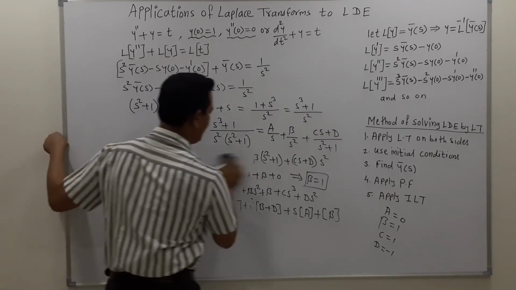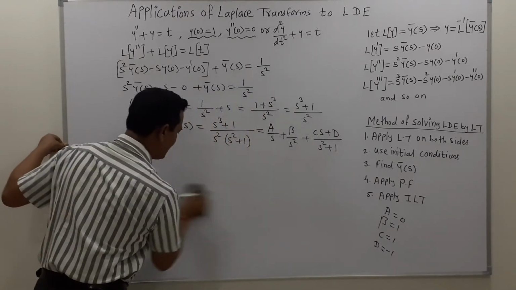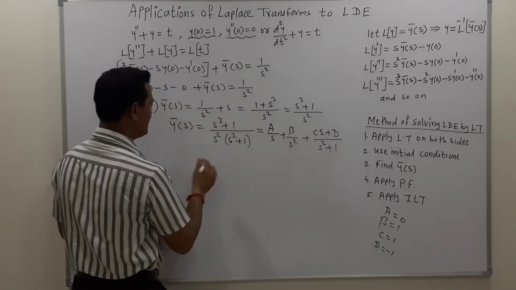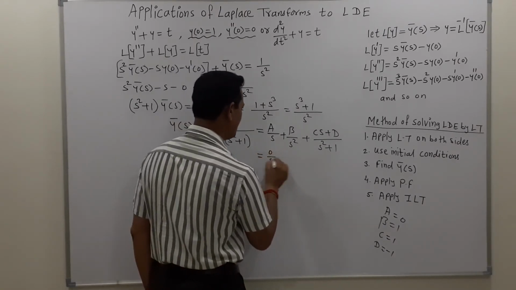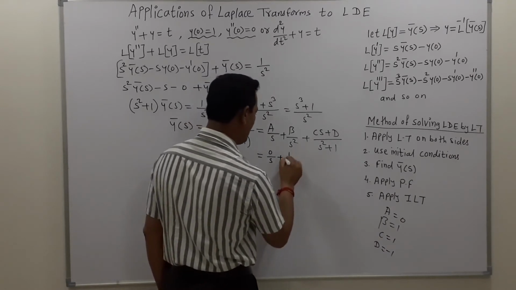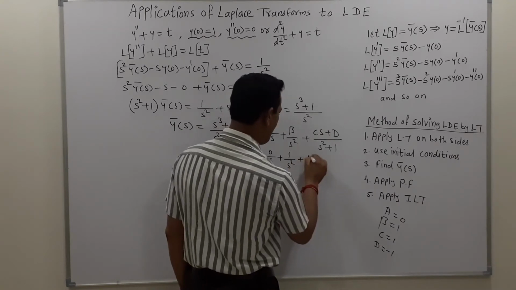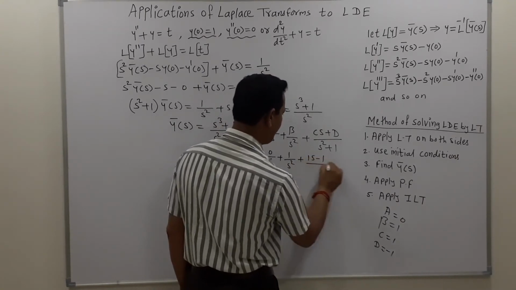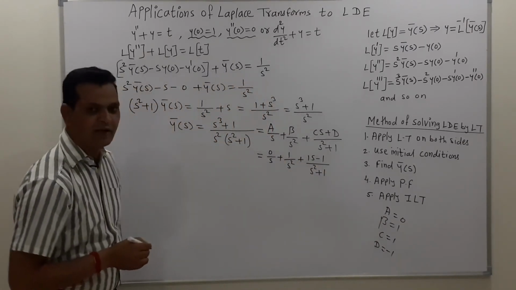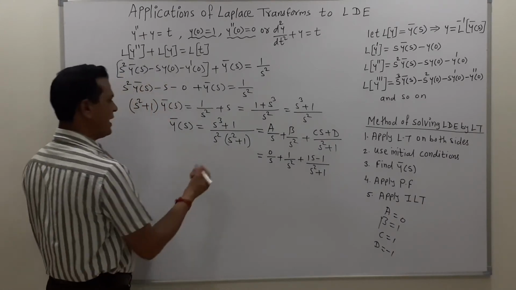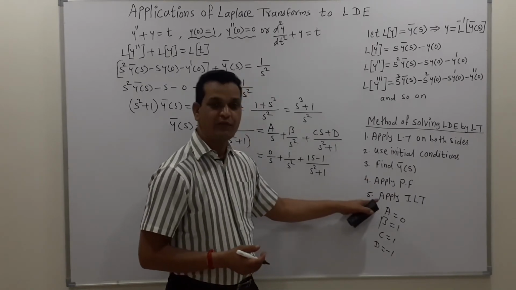Now let's put these values in this equation. After putting these values, we get the next step: A is 0, so we get 0 upon S, plus B is 1, so 1 upon S square, plus C which is 1, so S minus 1 divided by S square plus 1. So this is the expression after putting the constants A, B, C and D. Now apply the inverse Laplace transformation to both sides, after the partial fractions.